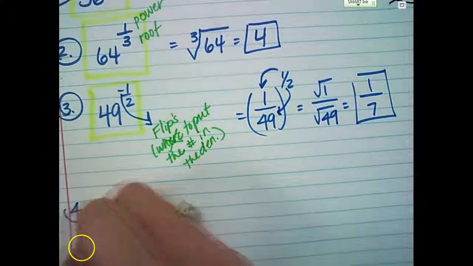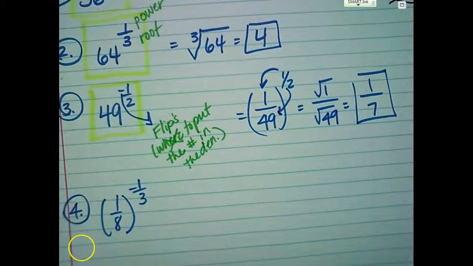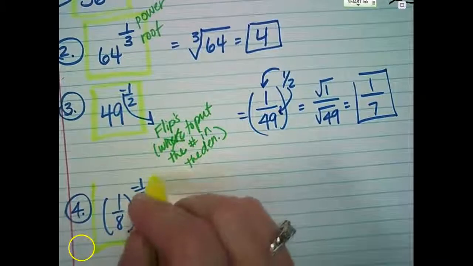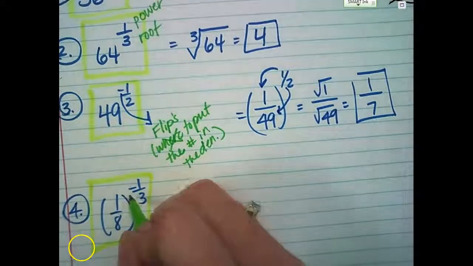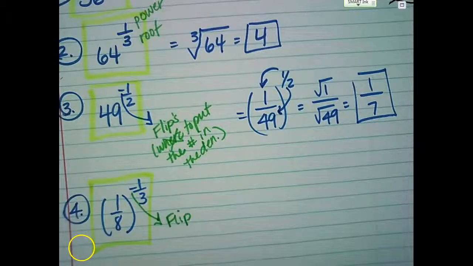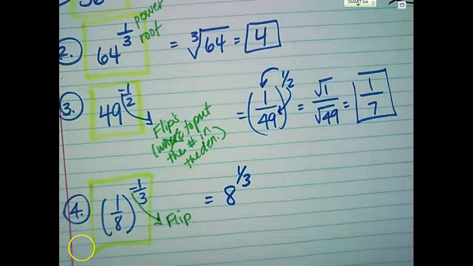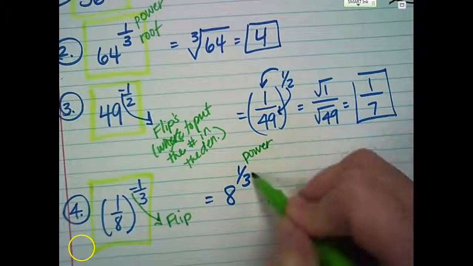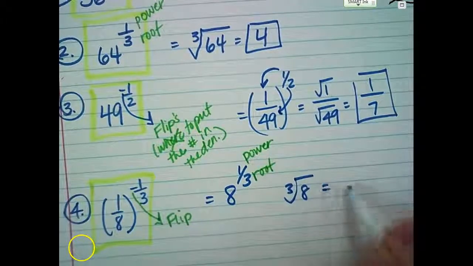Number 4. 1/8 raised to the negative 1/3 power. What's the negative going to actually do to the 1/8? It's going to flip it and make it 8 over 1, or in other words, just 8. So you always take care of the negative first. So now I have 8 to the 1/3 power. Remember, it's power over root. 8 to the 1 power is 8. So we're really just looking for the cube root of 8, which is how much? 2.